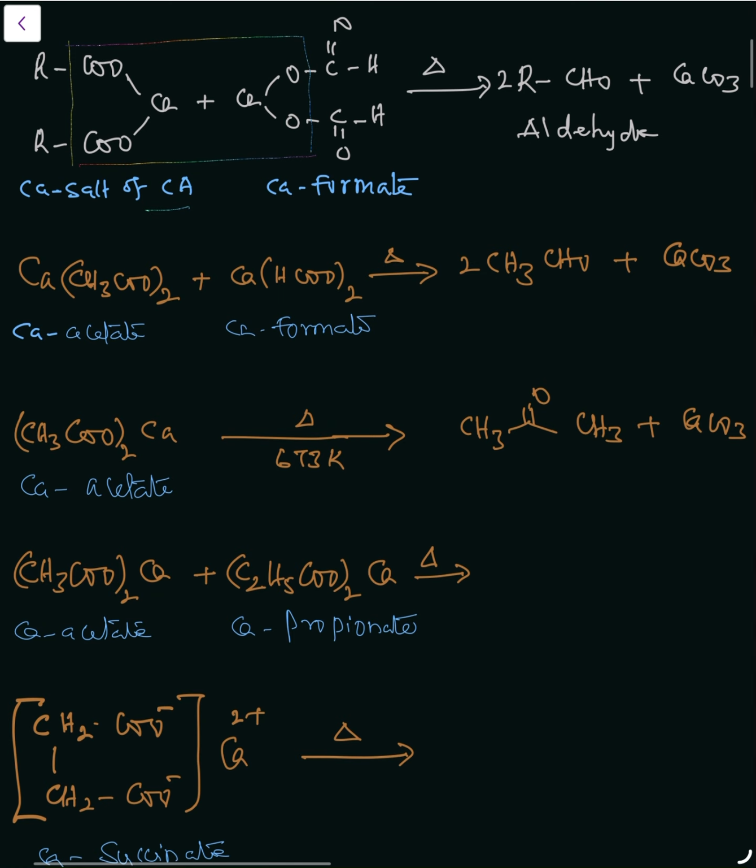Next, when calcium acetate reacts with calcium propionate, on heating, the compound formed is CH3 C double bond O C2H5. This is nothing but ethyl methyl ketone, formed along with CaCO3. So this is ethyl methyl ketone. Whereas this is acetone.